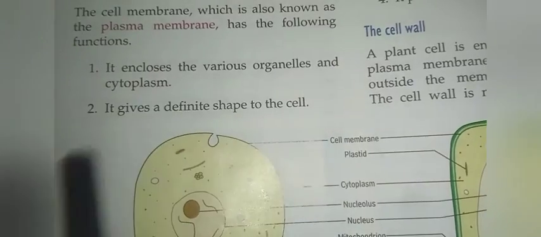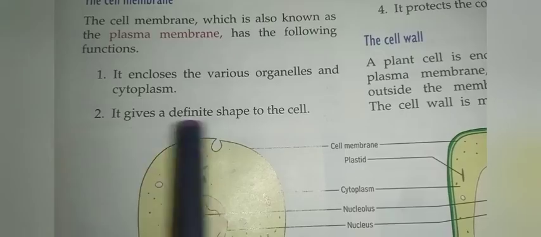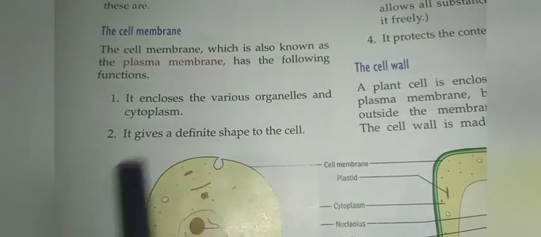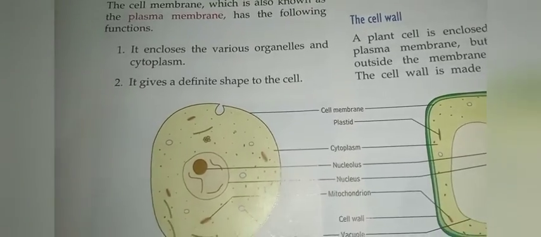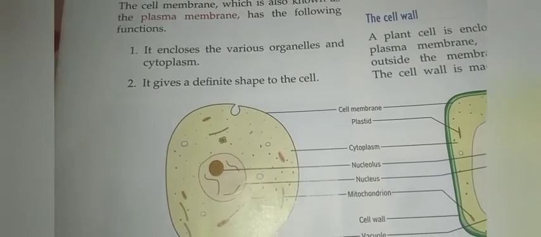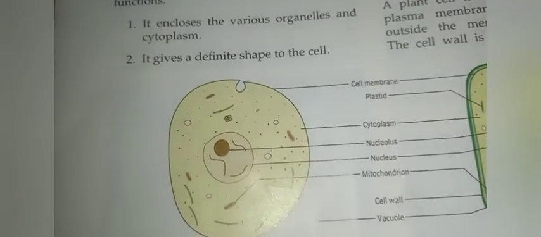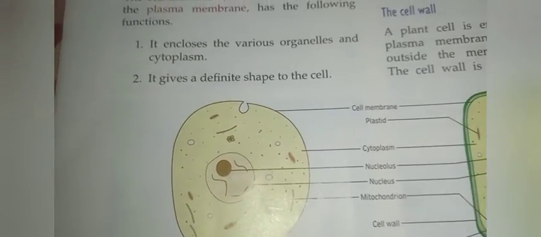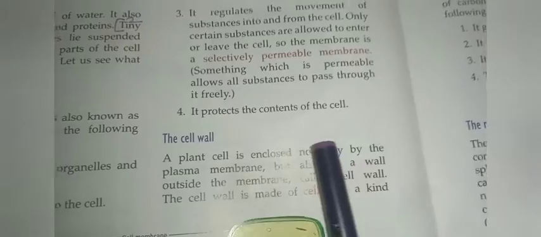Various organelles and cytoplasm, and it gives definite shape. So the shape of the cell depends on this plasma membrane. Okay children. And also it regulates the movement of substances into and from the cell. The movement of substances in and out is watched or maintained by this cell or plasma membrane.